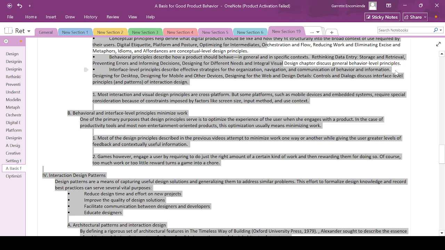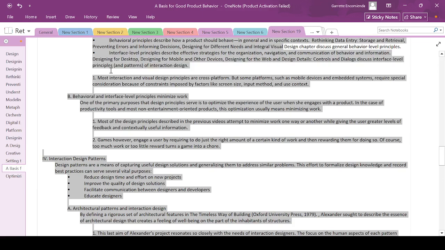Those are how we actually structure the information based on size, color, whether we are going to use a grid, etc. Interface level principles describe effective strategies for the organization, navigation, and communication of behavior and information. So these are the strategies for navigation, the actual details, and communication of behavior, which covers designing for desktop, designing for mobile and other devices, designing for the web, and design details, controls, and dialogs. It all discusses interface level principles and patterns of interaction design.